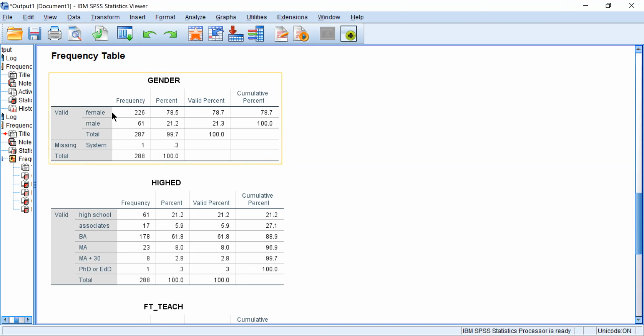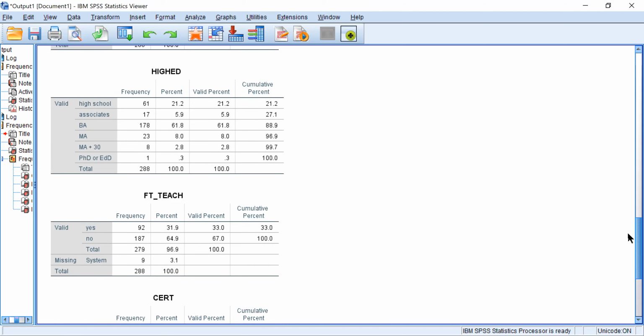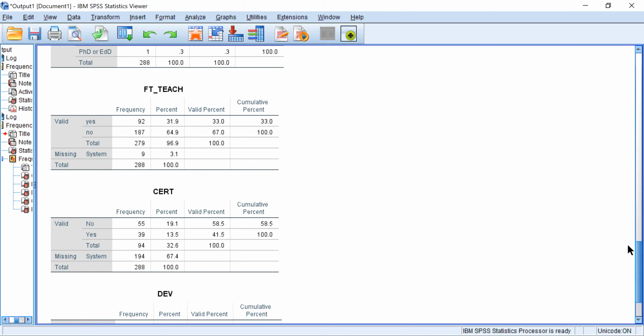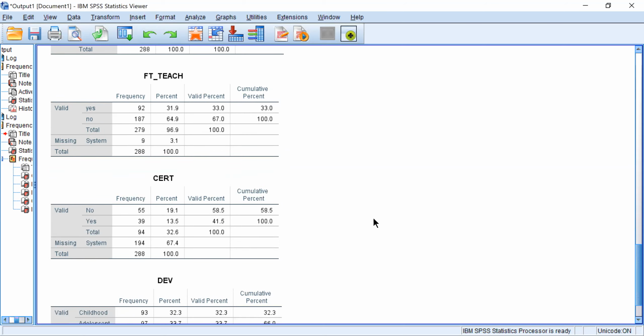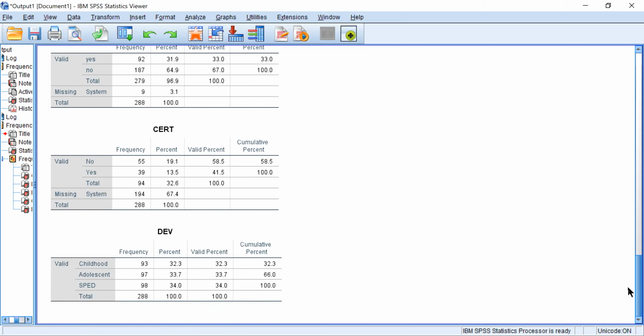But for reporting this, you would report the frequency of female and the valid percent, and then the number missing. And I'll show you that presentation in a minute. Higher ed, everybody answered, so percent and valid percent are the same. Full-time teacher, yes or no. Again, you report valid percent rather than percent. Most of the people in the sample are not full-time teachers.